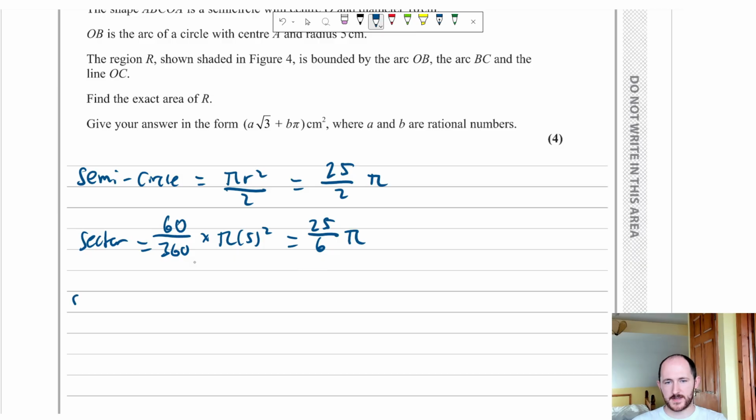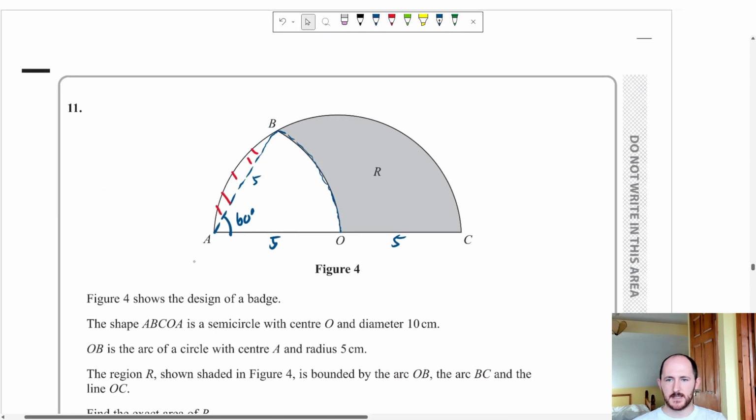Then we have the segment. Now the segment is going to be a little bit interesting, bearing in mind that we have to do the area of the triangle. So in green, hopefully it's clear that this is also a triangle and that it's equilateral. Now, that's also why we can make that 60. So this is also 60 degrees.